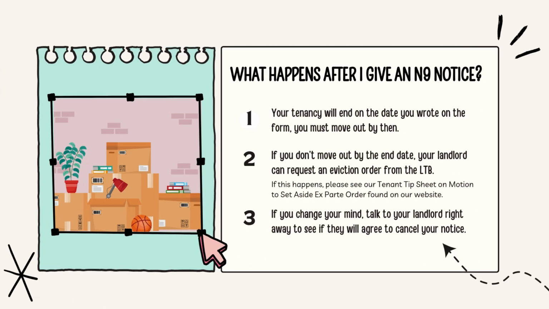After you give your landlord the N9 notice, your tenancy will end on the date you wrote on the form, and you must move out by then. If you don't move out by the end date, your landlord can request an eviction order from the LTB. If this happens, please see the tenant tip sheet on Motion to Set Aside an Ex Parte Order, which is found on our website. If you change your mind about wanting to move out, talk to your landlord right away to see if they will agree to cancel your notice.